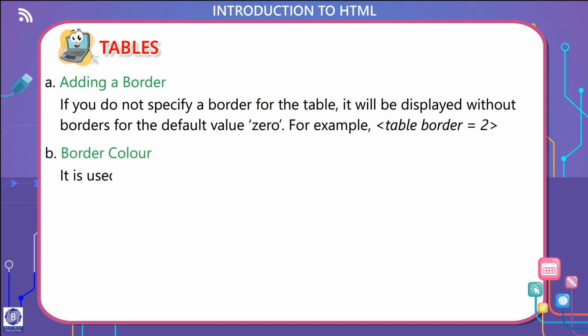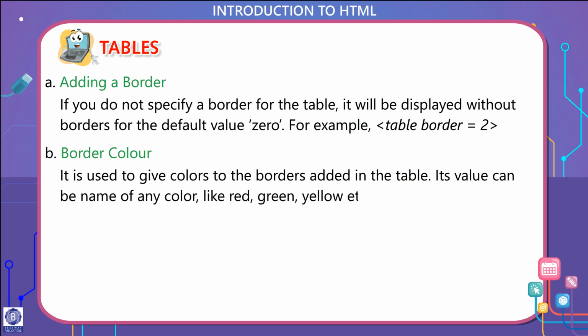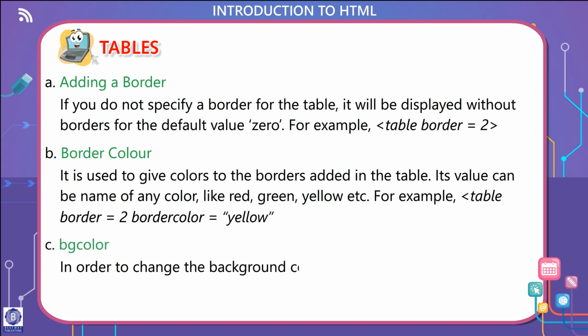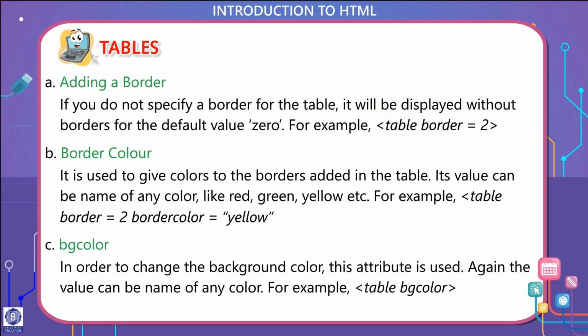Border color. It is used to give colors to the borders added in the table. Its value can be the name of any color like red, green, yellow, etc. For example, <table border="2" bordercolor="yellow">. BG color. In order to change the background color, this attribute is used. Again, the value can be the name of any color. For example, <table bgcolor="olive">.